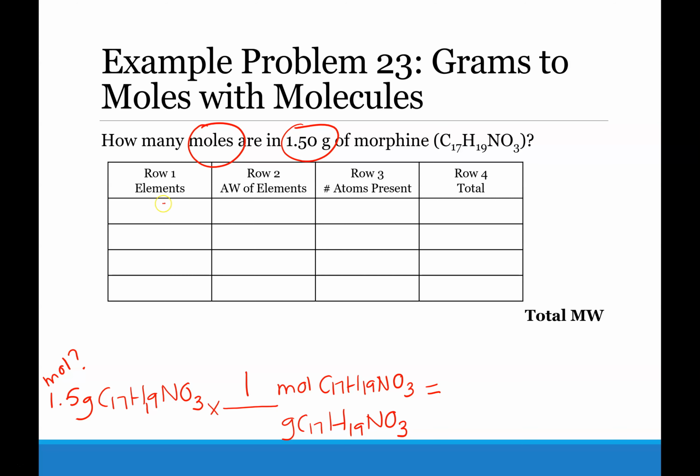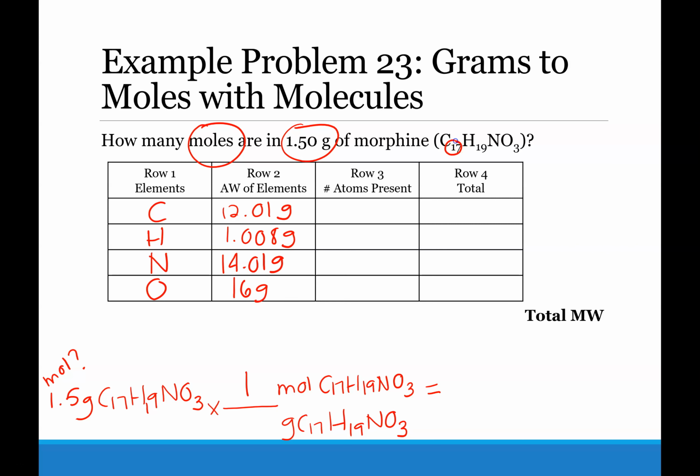So the atoms are carbon, hydrogen, nitrogen, and oxygen. The atomic weight of carbon is 12.01 grams. It is element number 6. So as we know, hydrogen is element number 1, and it has a mass of 1.008 grams. Nitrogen is one that we haven't seen before in this course. Nitrogen is element number 7, and it has a mass of 14.01 grams. And oxygen is number 8, and it has a mass of 16 grams.